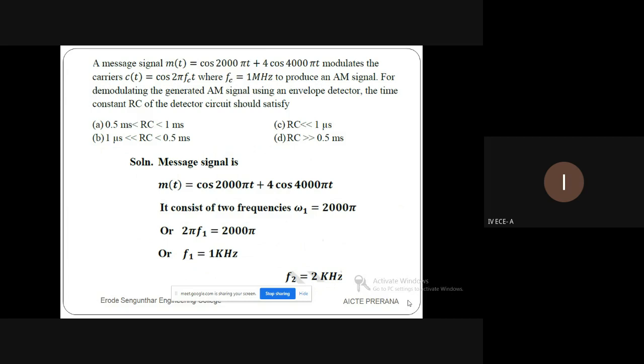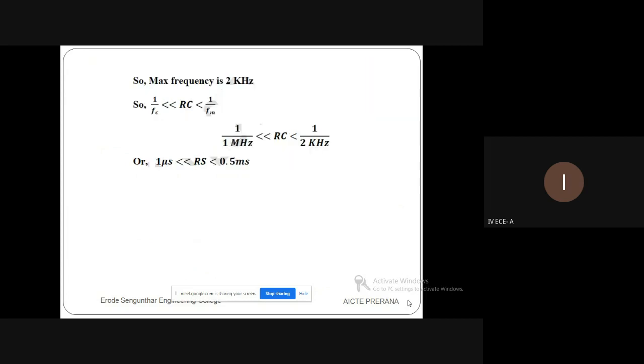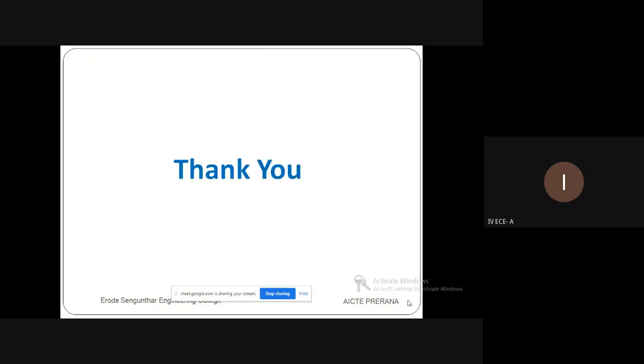The solution for this problem: the message signal is represented by the equation. It consists of two frequencies. The first frequency is omega 1 equal to 2000 pi, from which you can find f1 equal to 1 kilohertz. From the second frequency, f2 is equal to 2 kilohertz. So the maximum frequency is 2 kilohertz. Applying the formula, option B is the right answer. Thank you.